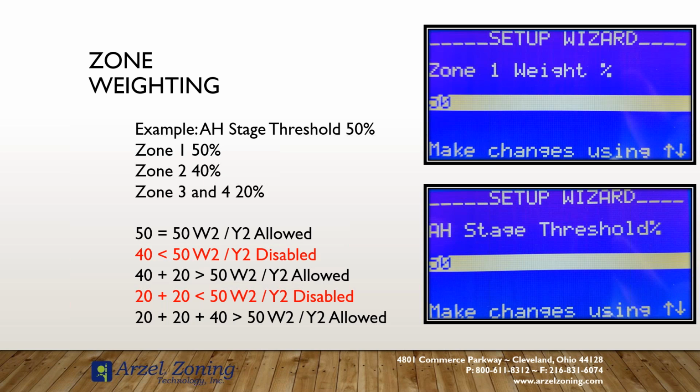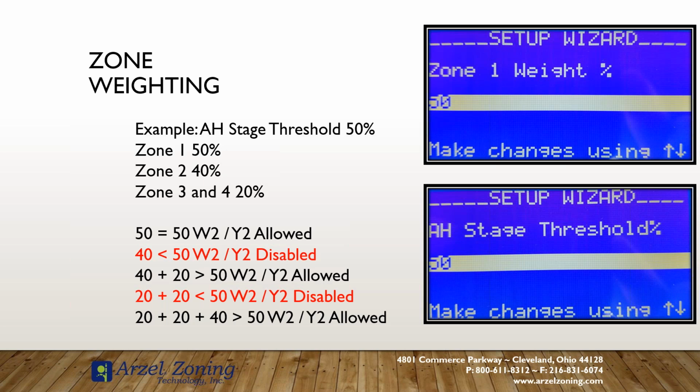So 50 is equal to 50, W2Y2 is allowed. 40 is less than 50, W2Y2 is disabled. 40 and 20 is greater than 50, so W2Y2 is allowed. But now I've got my small zones: 20 and 20 is 40, 40 is less than 50, W2Y2 is disabled. But now if I've got 20, 20, and then my medium-sized zone calls, that's going to be greater than 50, so my W2Y2 is allowed.